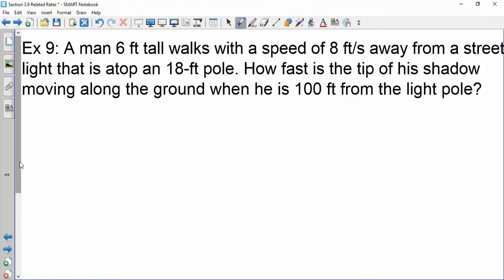So very similar to yesterday, just different numbers. What do we need to do? Draw a picture. We know that we have this light pole, and it is 18 feet tall. And we have this man that is walking away from the pole.